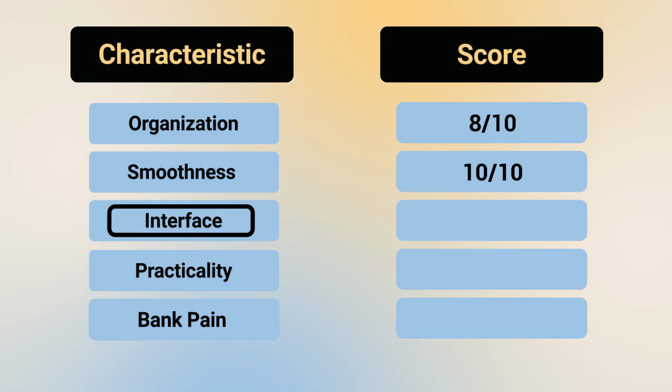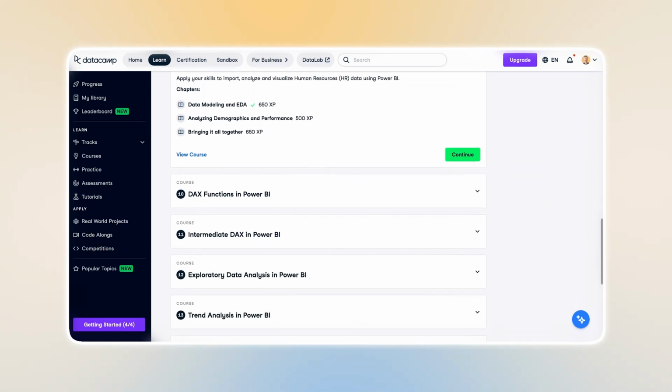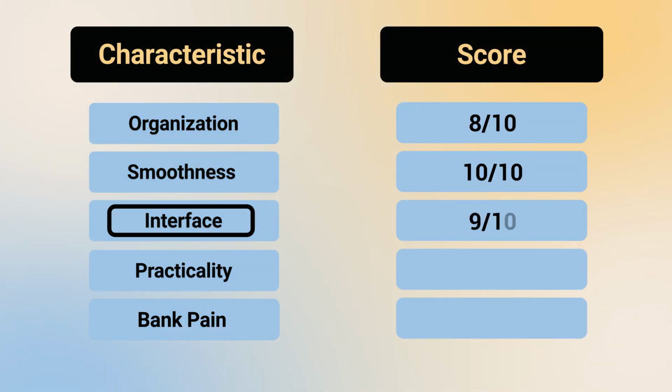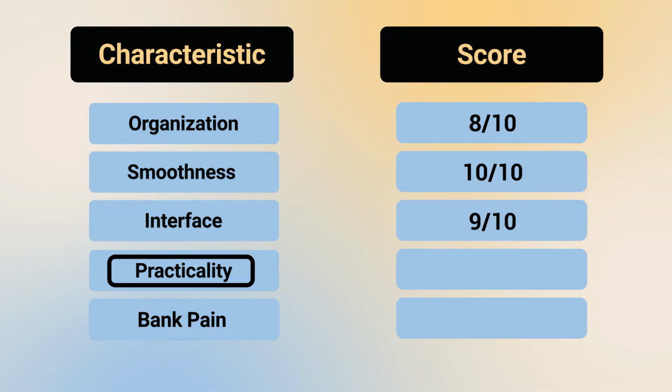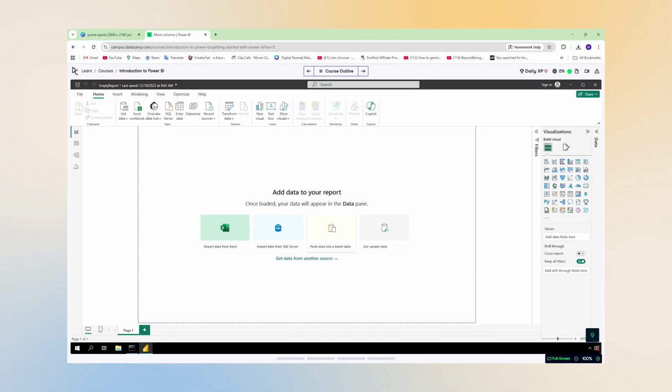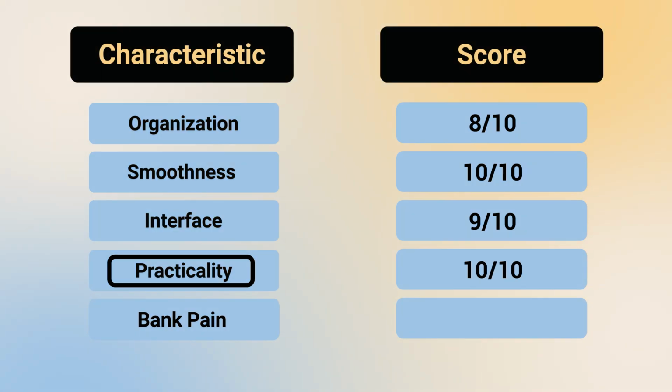Next is interface. I've always been a fan of how DataCamp interfaces all the tools on their platform, like I mentioned in the last category. But beyond that, it genuinely just has nice UX UI. So for interface, I'm giving a 9 out of 10. Next is practicality, and it is incredibly practical. You're working in Power BI in almost every lesson, creating multiple projects through case studies, even answering quizzes along the way, and doing plenty of exercises. So for practicality, a 10 out of 10.